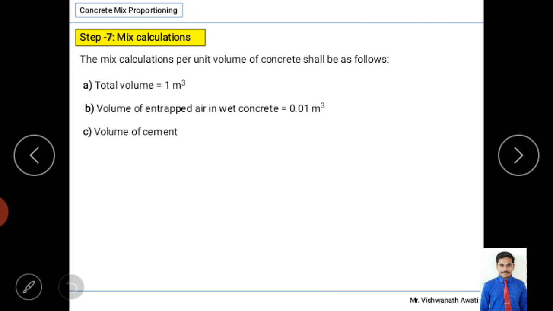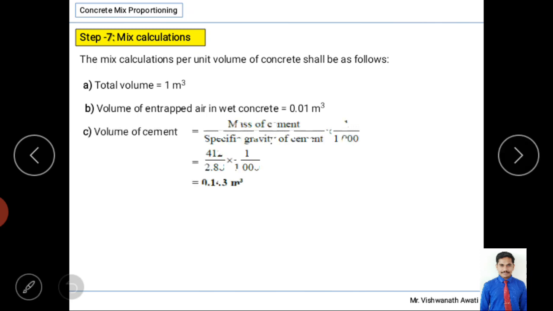Correct. So next is C, volume of cement. To calculate volume of cement, we have a simple formula. That formula is mass of cement divided by specific gravity of cement into 1 by 1000. Correct.